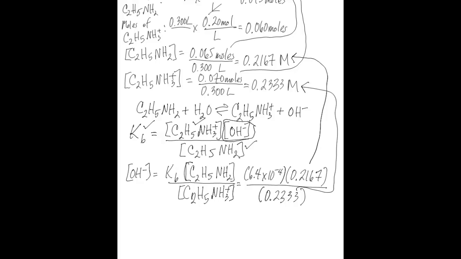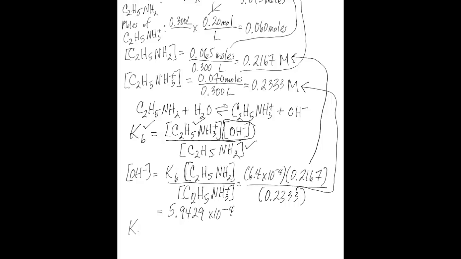You know that the ethylamine concentration is 0.2167, so you've just solved for this concentration after neutralization has occurred, and the concentration of the ethylammonium cation after neutralization has occurred is 0.2333, so you've also solved for this concentration. So you do the math to find the hydroxide ion concentration is 5.9429 times 10 to the negative 4.